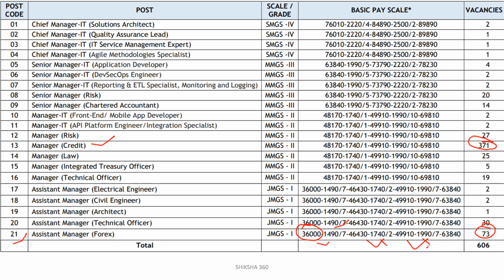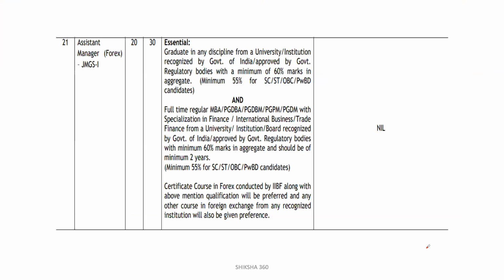So now let's move further. One thing: this vacancy is also for freshers. Now the detailed discussion of the Assistant Manager Forex vacancy. Age criteria: minimum 20 years and maximum 30 years. Essential: graduate in any discipline from any university or institution recognized by the Government of India or approved by the government regulatory bodies, with a minimum of 60% marks in the aggregate. For the general category it is 60%, and for the reserved categories SC, ST, OBC, PwBD it is 55%, and for the rest it is 60%.